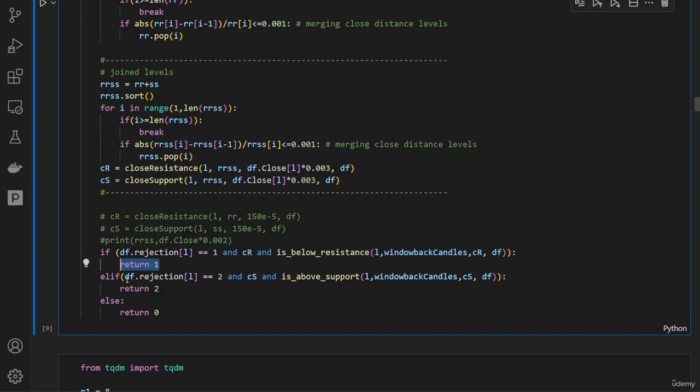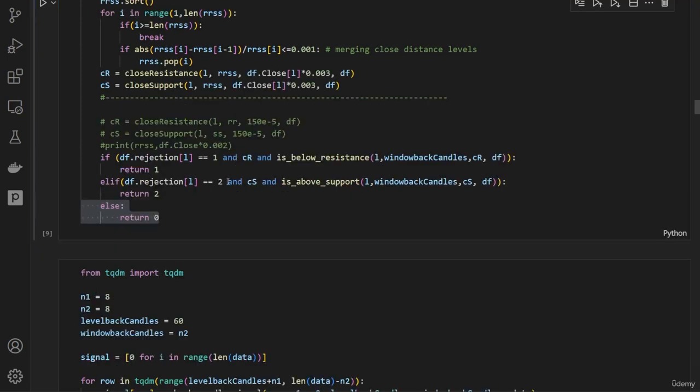In the opposite direction, if we have a bullish rejection candle and close to support, and all the previous candles are above support level, we return 2 for a bullish signal. In any other cases, we return 0 because we don't have any entry signals.